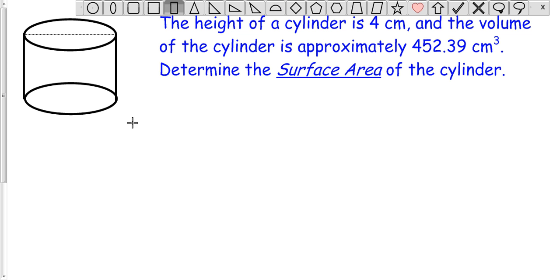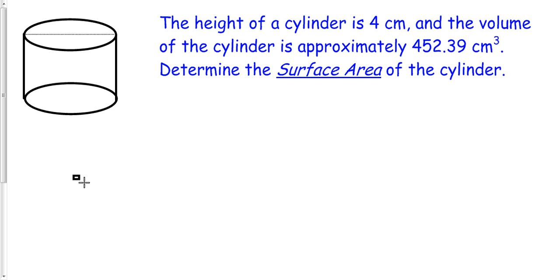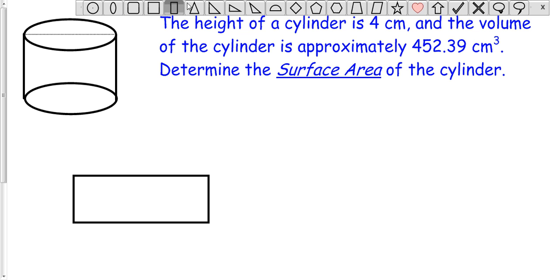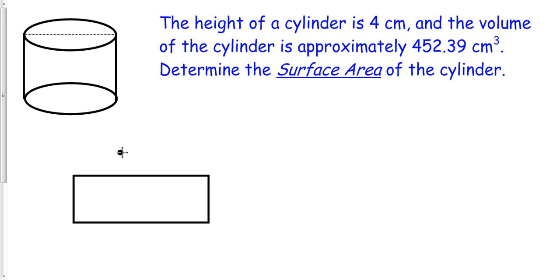I'm going to cheat here and use the software I've got. Here's my lateral area. It's going to be a rectangle. If you're not sure why, go back and watch my cylinder video. It explains why. Here's a base, and I'll copy this base. Okay, so here's our net.